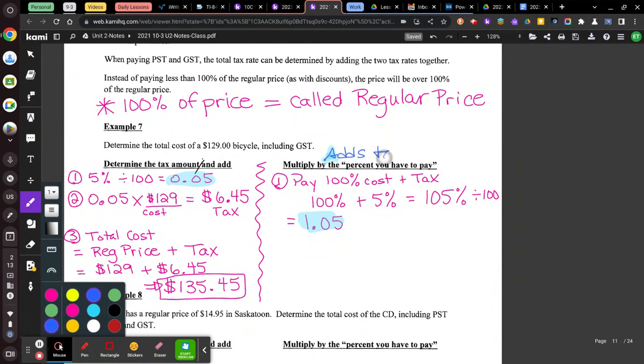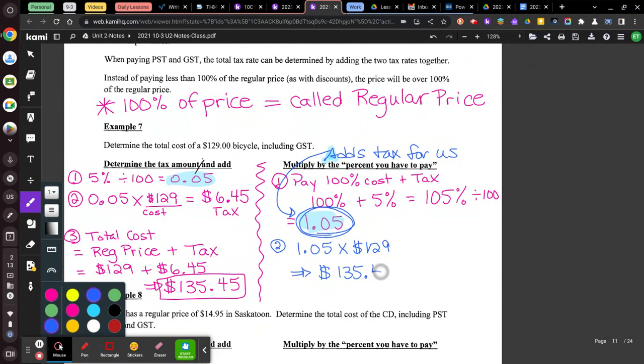So the minute we use this number right here, it adds the tax for us. We don't have to do that last step, number 3 there, where we take regular price plus tax. This will do it for us. So now we're going to take that decimal number, 1.05, and we times it by our price, $129. It's going to give us our cost right away, 135.45. So it only takes you 2 steps to get to the answer. It's a shorter way to do it.